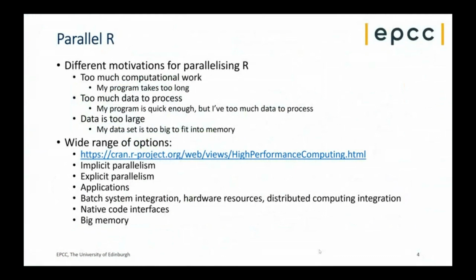So as with Python, as with any applications, any parallel program approaches, there are different ways and different motivations for wanting to parallelize an R application. It may be that the program takes too long. It may be that the program's quick, but you've got too much data to process. So that could be lots and lots of files, lots and lots of data sets, however they're stored. And it could be that an individual data set is too big to process in a single place on a single node. So you want to split it up so you can fit it into memory on multiple nodes.